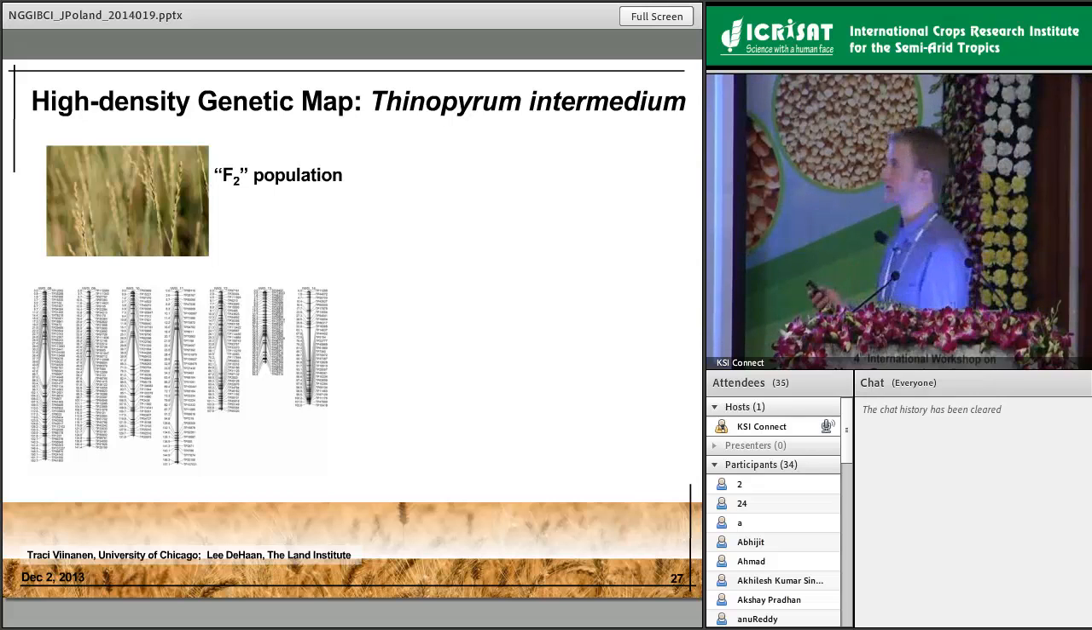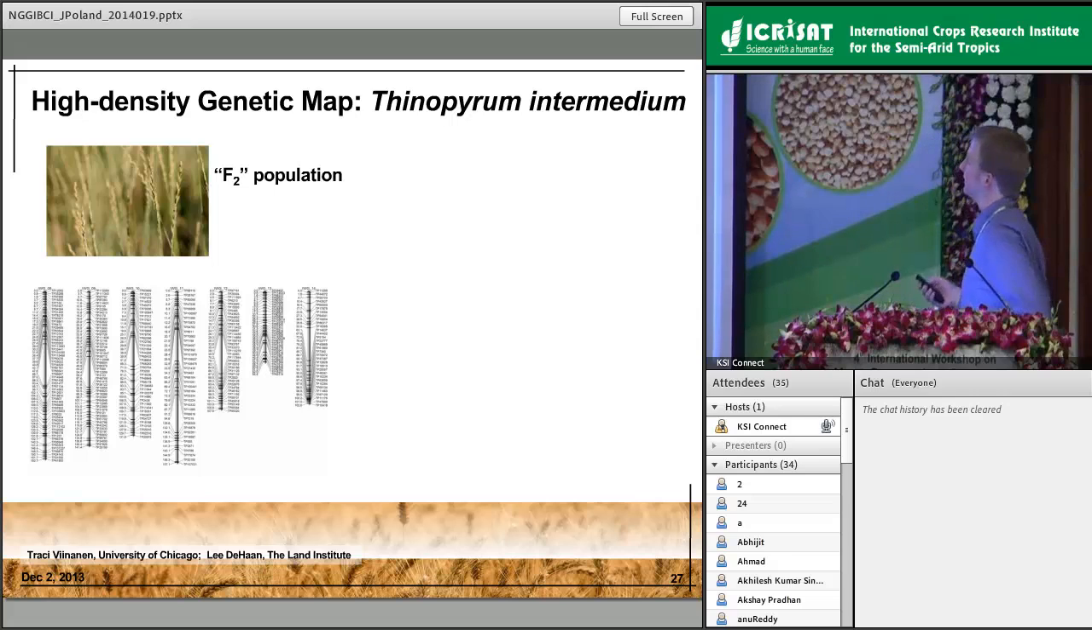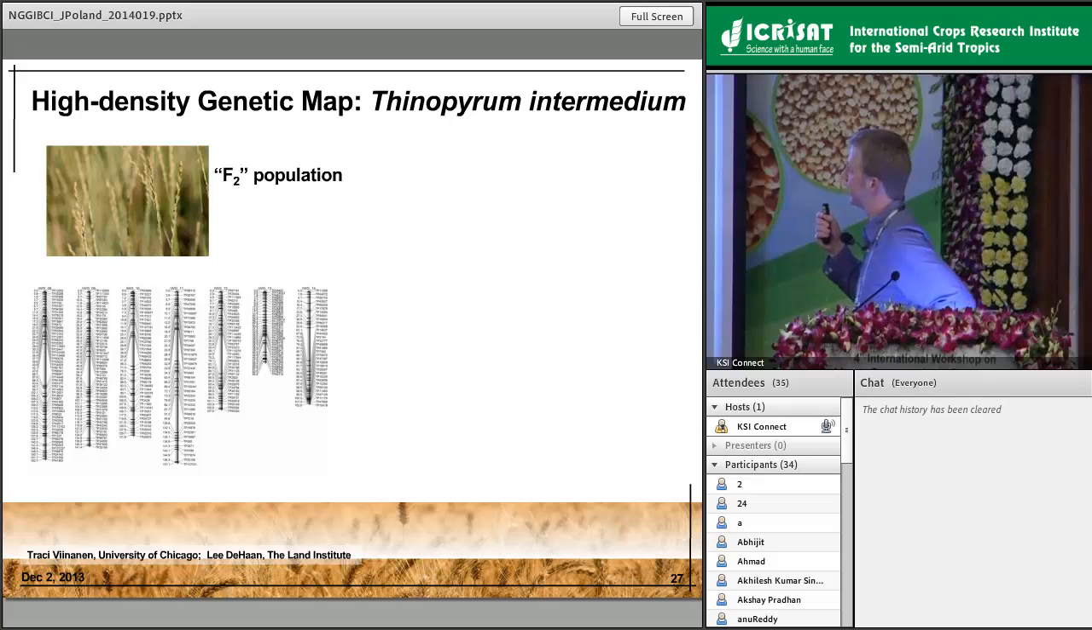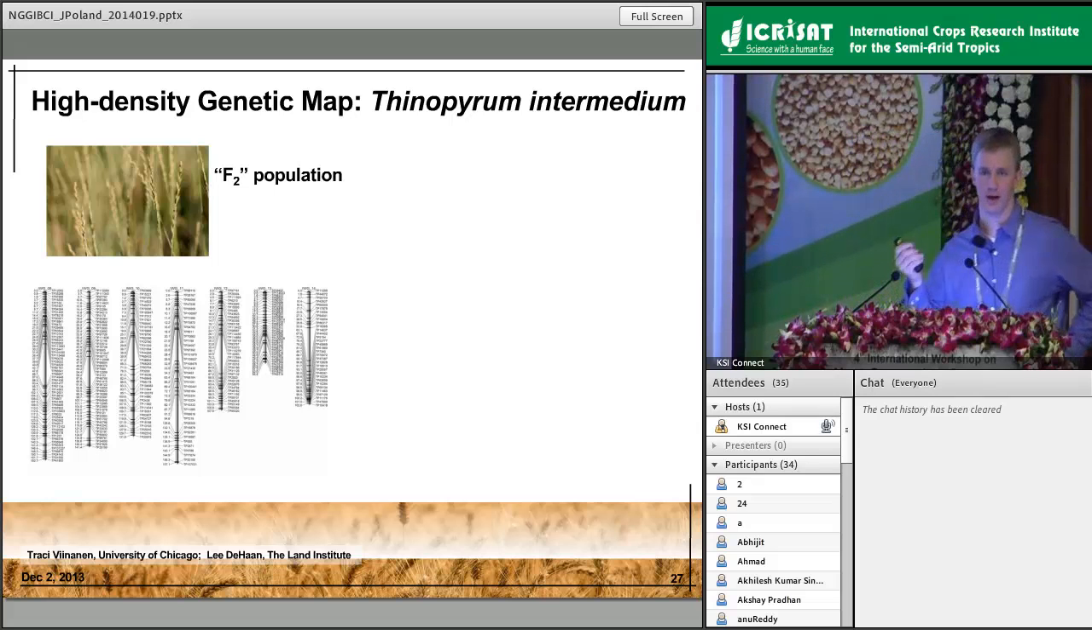The cool thing is that, like I said earlier, we can discover SNPs at the same time we do the genotyping. This really enables moving into these wild species, basically any species we want, and straight away developing some really nice genetic resources. This is an example from Thinopyrum intermedium. It's a wild perennial grass species that has some potential for domestication as a perennial grain crop.